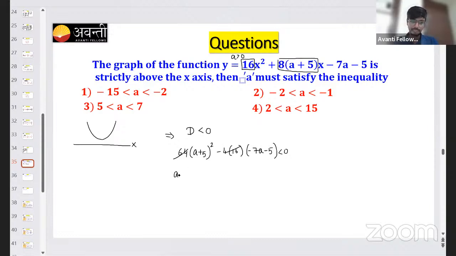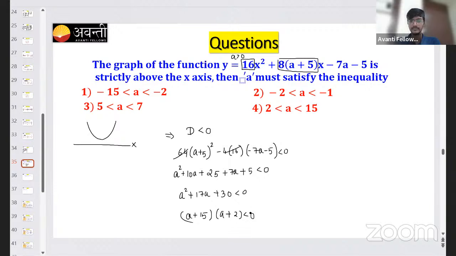So if I open the bracket, I'll get a square plus 10a plus 25 plus 7a plus 5 less than 0. So let's rearrange. I'll get a square plus 17a plus 30 less than 0. Factors are 15 twos are 30, right? So a plus 15 into a plus 2 less than 0.